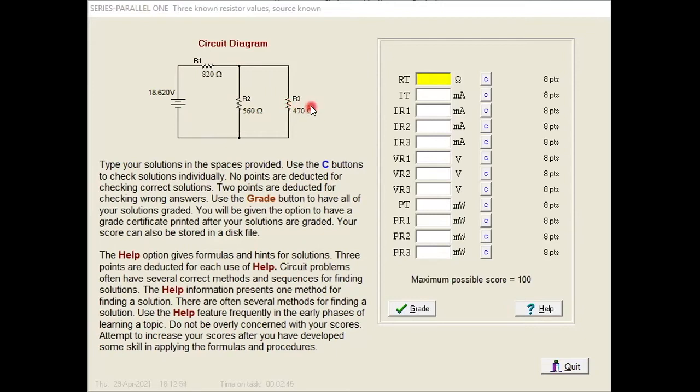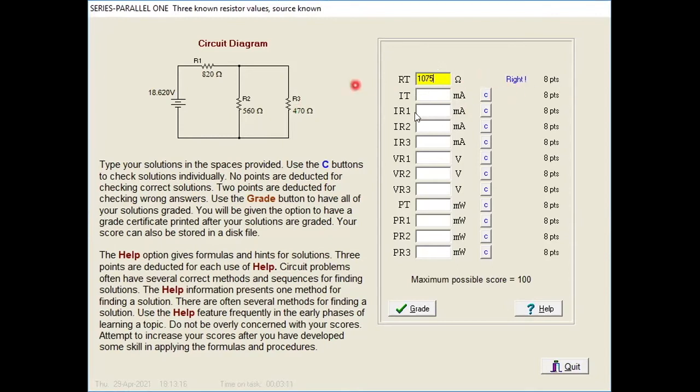Okay, so we're going to take the 255.533. We're going to add it to 820 ohms, and it's going to give us a value of 1,075 ohms, or 1.075 K. So let's just do 1,075, 1.075. Hit your little C for correct. It's going to tell us it's right.